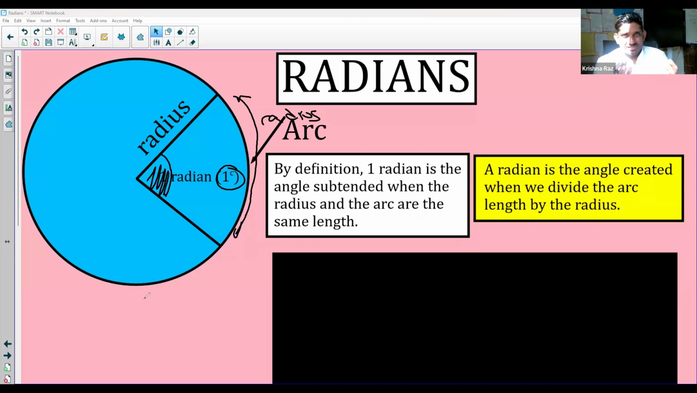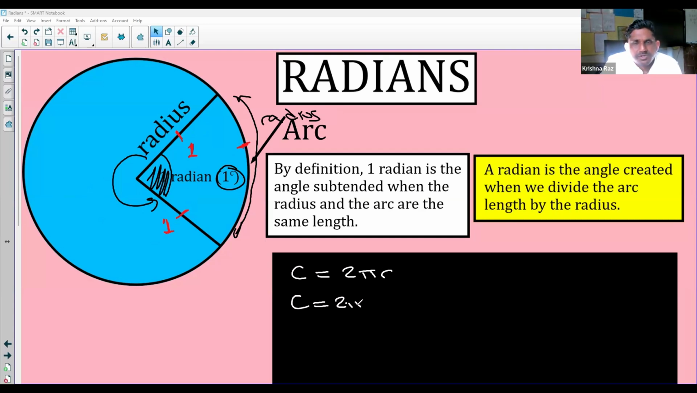So let's compare this to degrees. It would be interesting to know how many radians there are in a full circle. To do this, let us consider the radius as 1, and therefore the arc length will also be 1, so those three lengths are equal. We know the circumference of a circle is equal to 2 pi r, and the radius is 1 in this case, so the circumference is 2 pi.